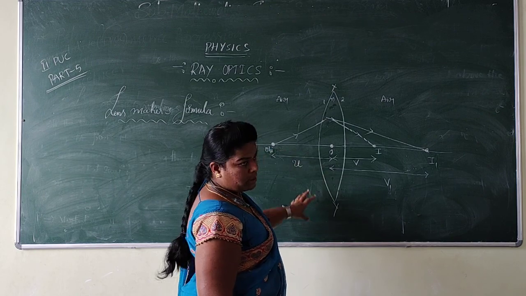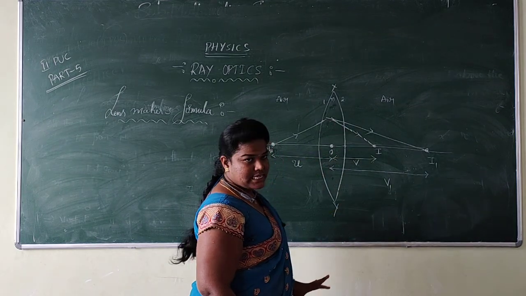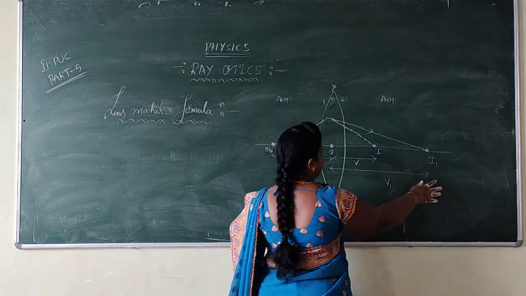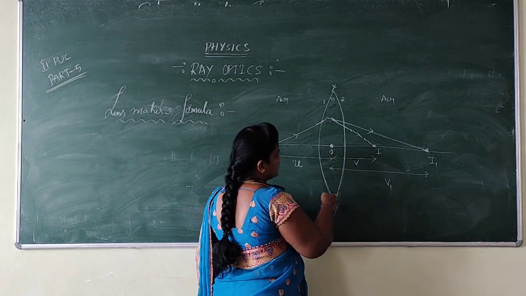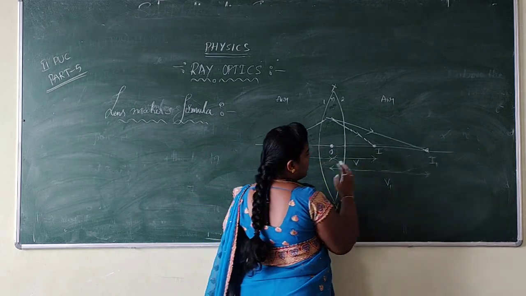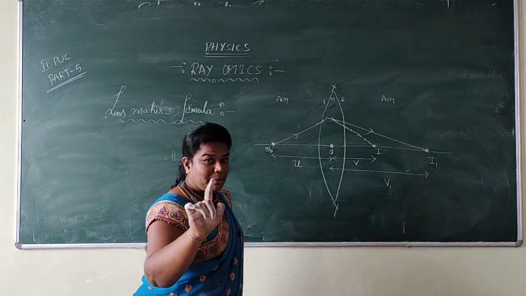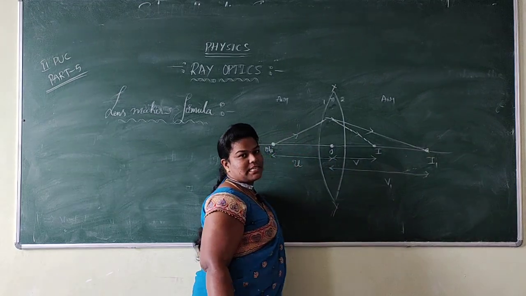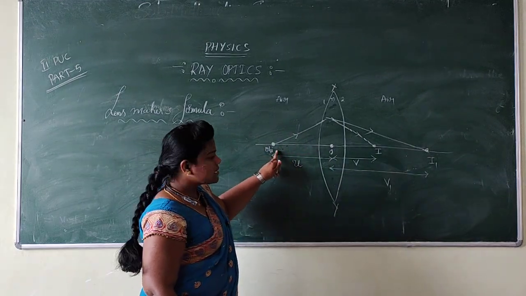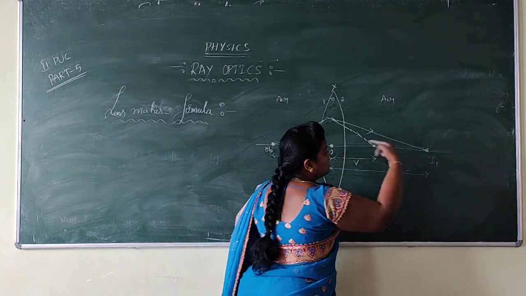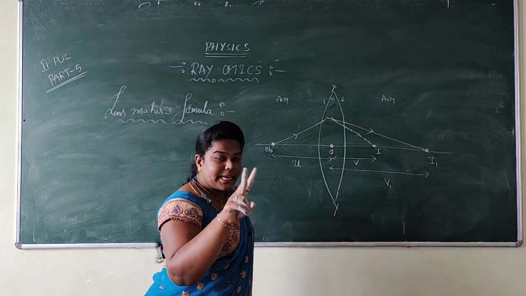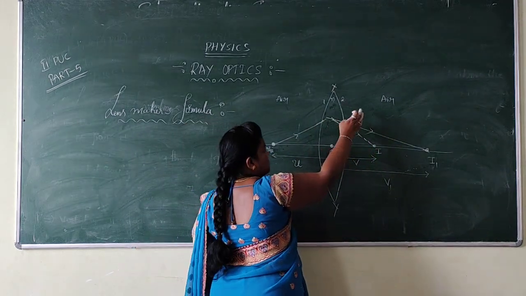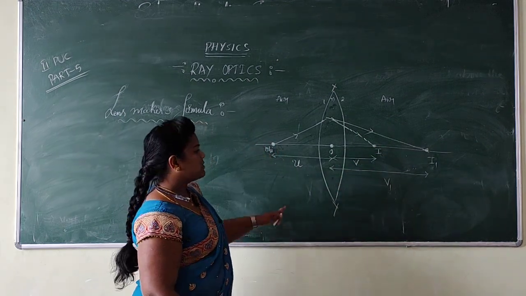Here we have two surfaces. At first, assume the second surface is absent, so that I got an image I1. It means O is the object for the first surface and I1 is the image for the first surface. Then for the second surface, assume that the first surface is absent, then I1 becomes an object for the second surface. Remember, this is an object for the second surface, but it is not the real object. It is a virtual object, because the real object is here. This is the image formed by the first surface, but it acts as an object for the second surface. So that object is said to be the virtual object for the second surface. Then the second surface forms the real final image at I, at a distance of v.